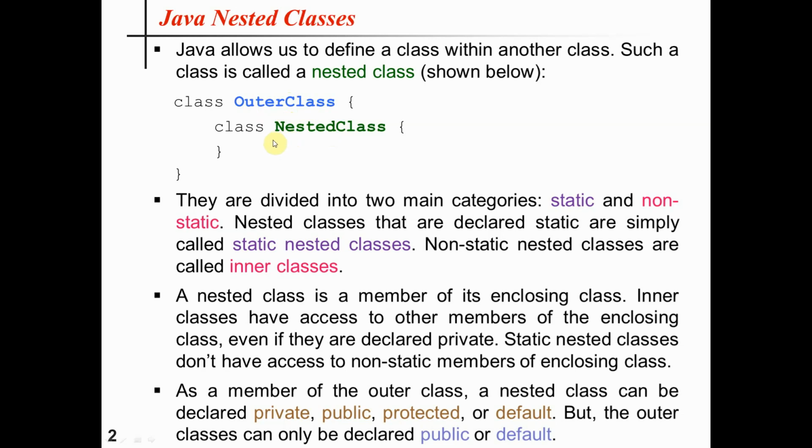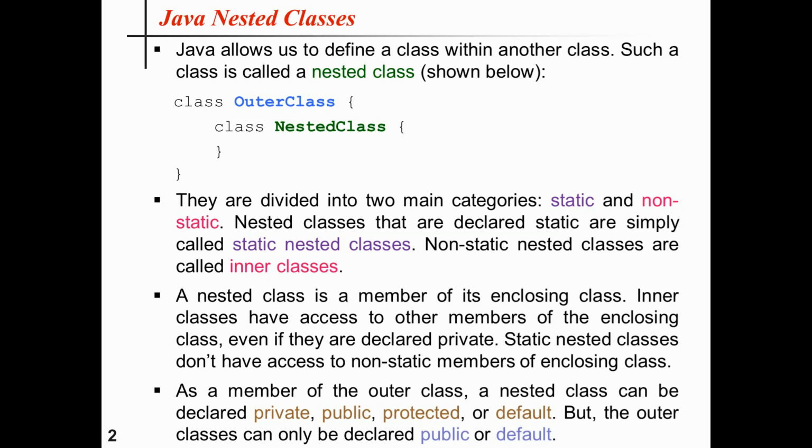Inner classes have access to the members of the enclosing class even if they are declared private. Static nested classes don't have access to non-static members of the enclosing class. They can access the static members only. I mean to say, for static nested classes.